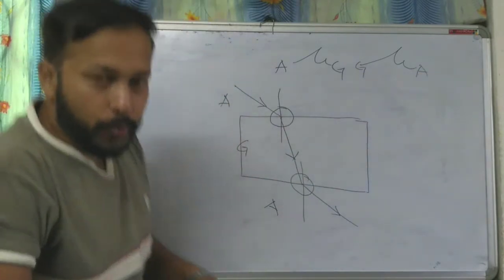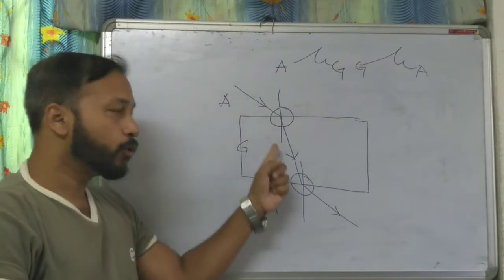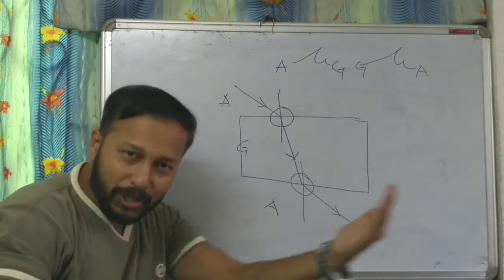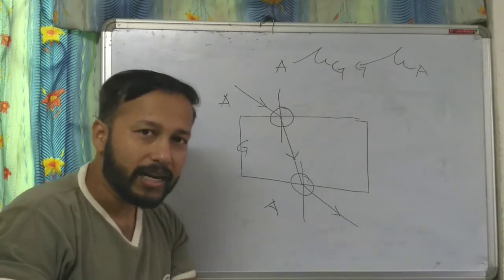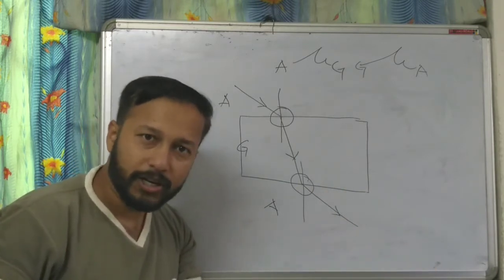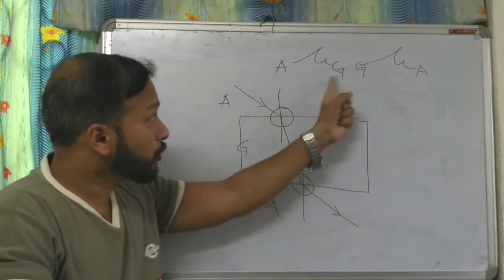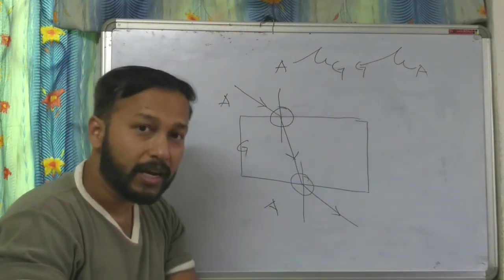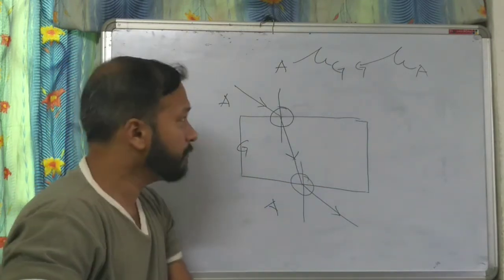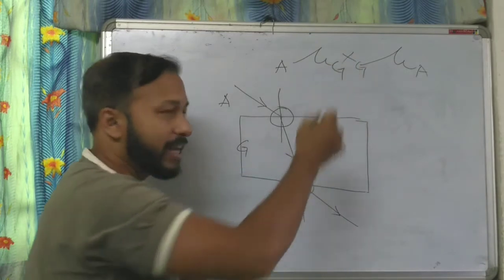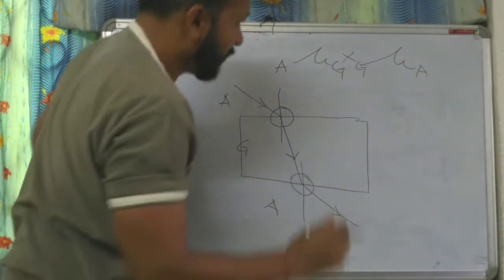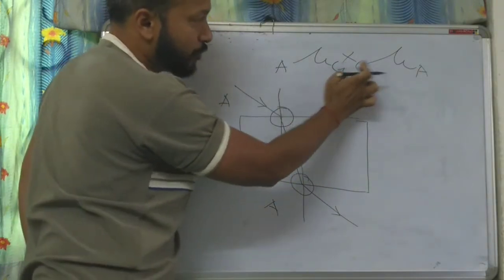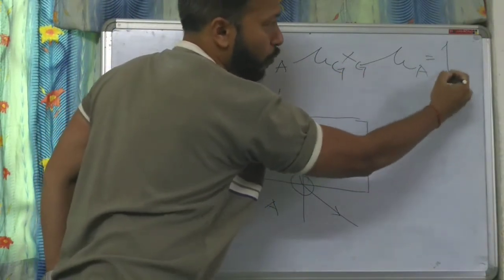Understood? So we saw that when light is going from air to glass, the ray is coming towards the normal. When light is going from glass to air, it's going away from the normal. Now we got both the refractive indices. If you multiply them, the answer will always be 1. So we can write that this into this equals 1.